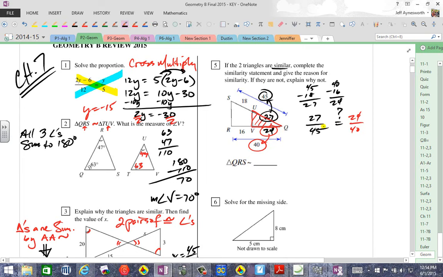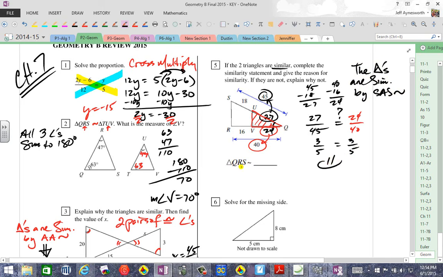So these are both divisible by 9, so 3/5 here. These are both divisible by 8, so I get 3/5. Divide both of these by 8 and you get 3/5. They're equal, right? And they also have a common angle. All right, so that's a side angle side similarity. So the triangles are similar, all right, by side angle side similarity because these are proportional.